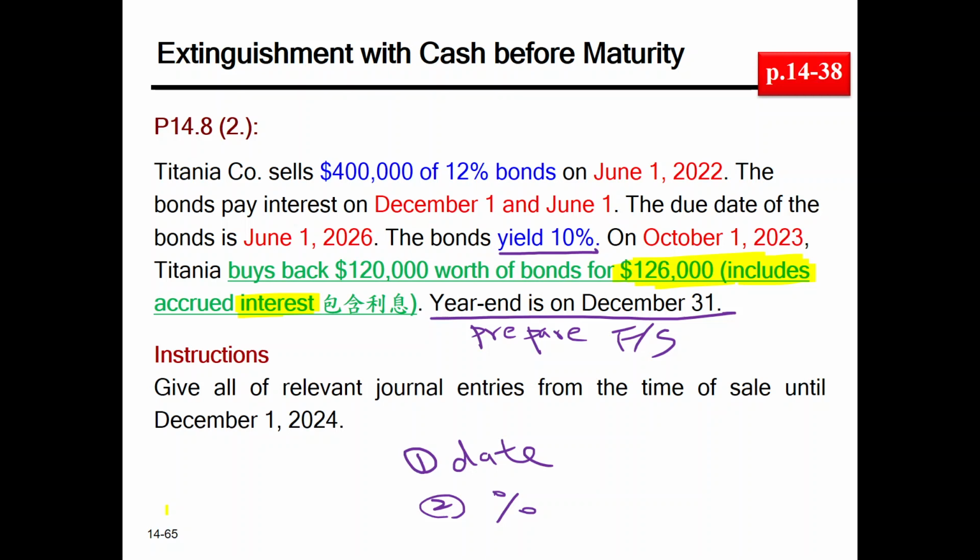Second one, percentage. Could you tell me, do you buy back all the bond or not? All the bond, how much for your principal? $400,000. That's all the bond you have. You buy back the bond, is it 100%? No, it's not. You just buy back $120,000. So you didn't buy back 100%. So what percentage of the bond do you buy back? So did you find out? These are the two key words. You should be very careful.